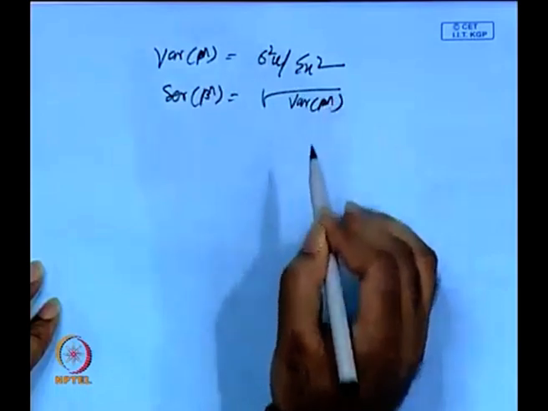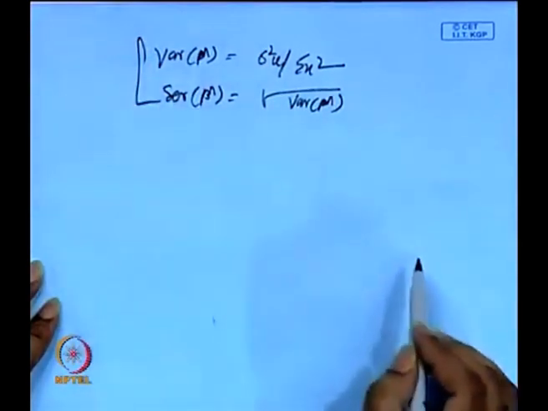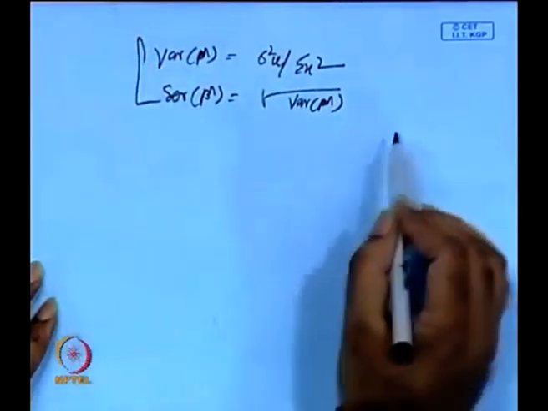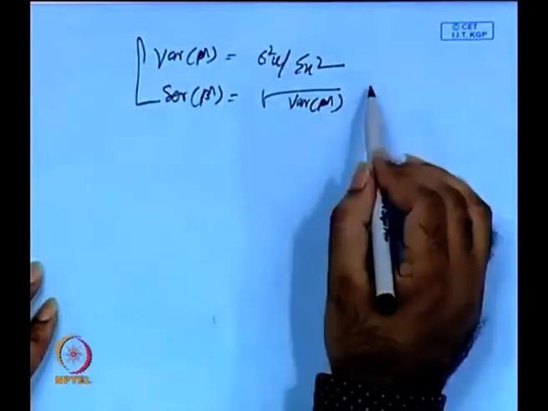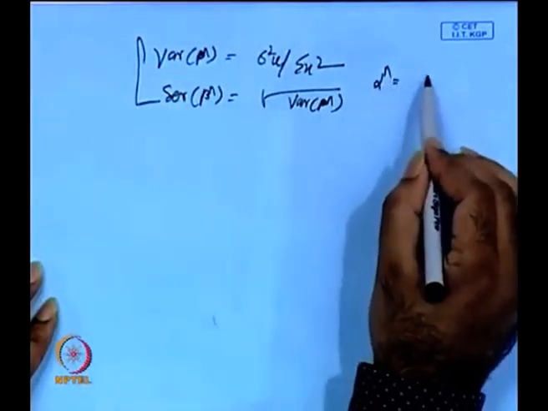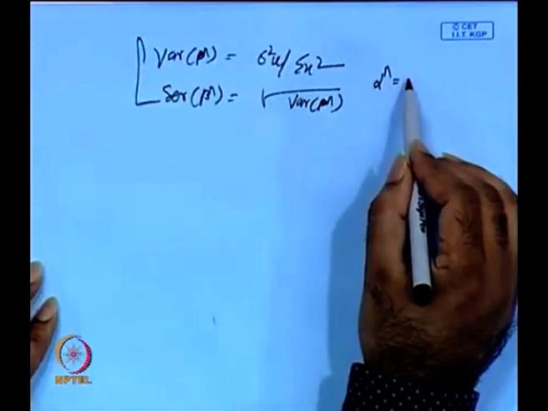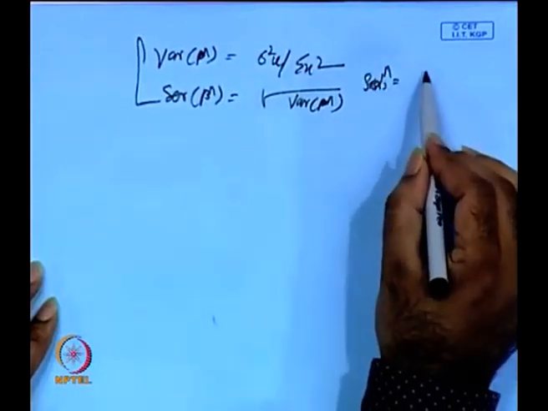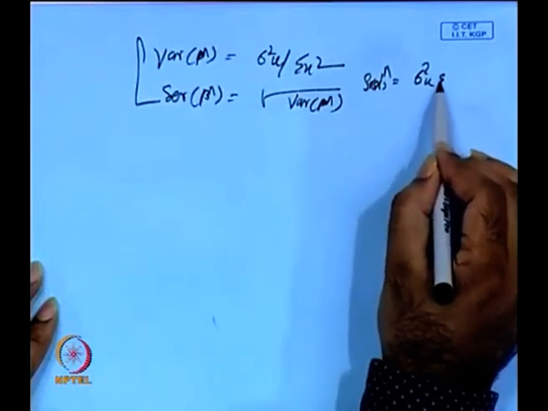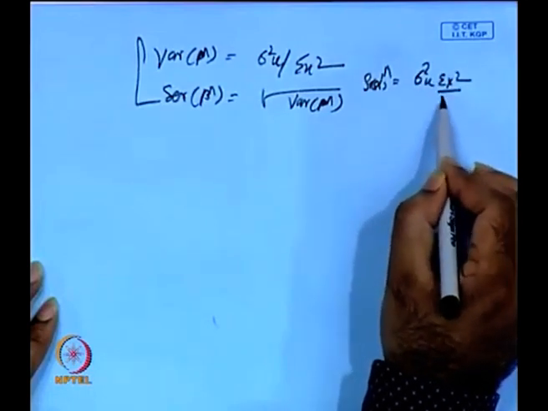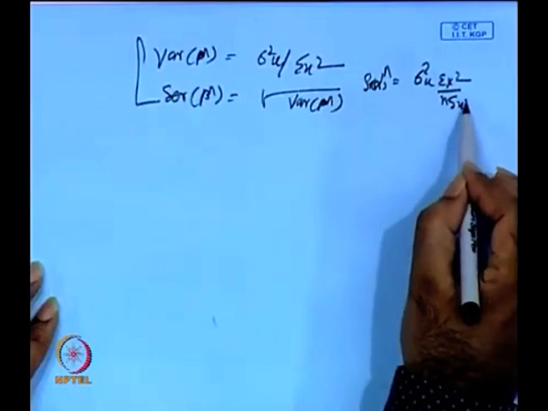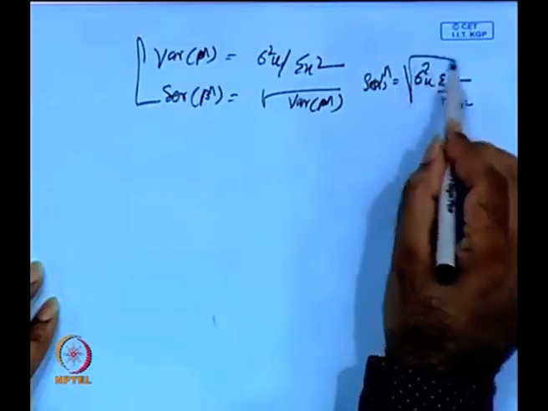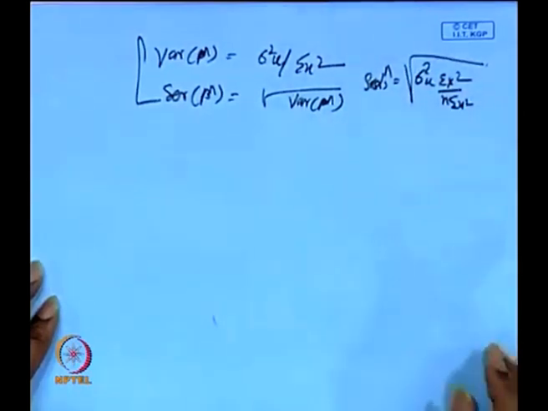This is the beta hat parameter structure and the alpha hat parameter structure. The variance of alpha hat is sigma square u summation x square by n summation x square, and the standard error is its square root. This is the structure of the standard errors of these items, all right.